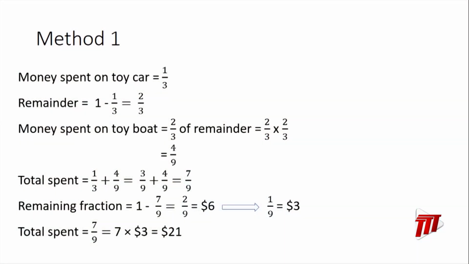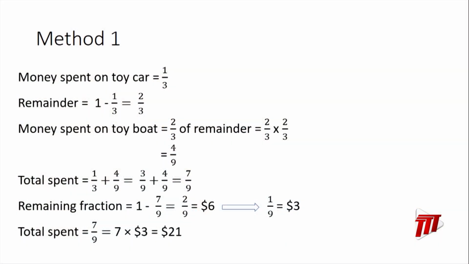Are we finished with the question? Remember, you have to be careful and you have to be dedicated to following the plan throughout. Be patient. We want to find out the total amount he spent. We know that he spent 7/9 of his money, and 1/9 is equal to $3. So 7 times $3 would give us $21 that he spent altogether. So that's the first method of doing the question.